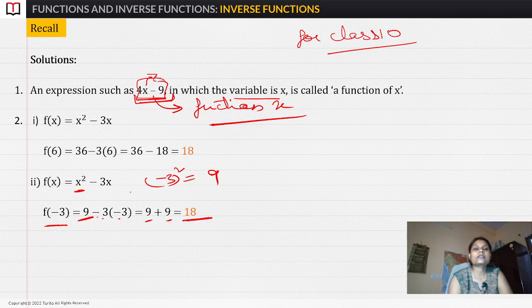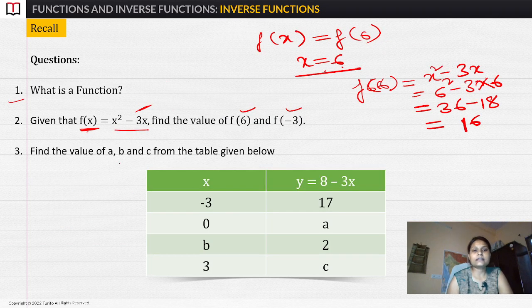Now here you can see a question is given: find the value of a, b and c from the table given below. So here is a table, and we have to find the values for a, b and c. It's given that for x equal to minus 3, the value of y is 17. This table should be read like this.